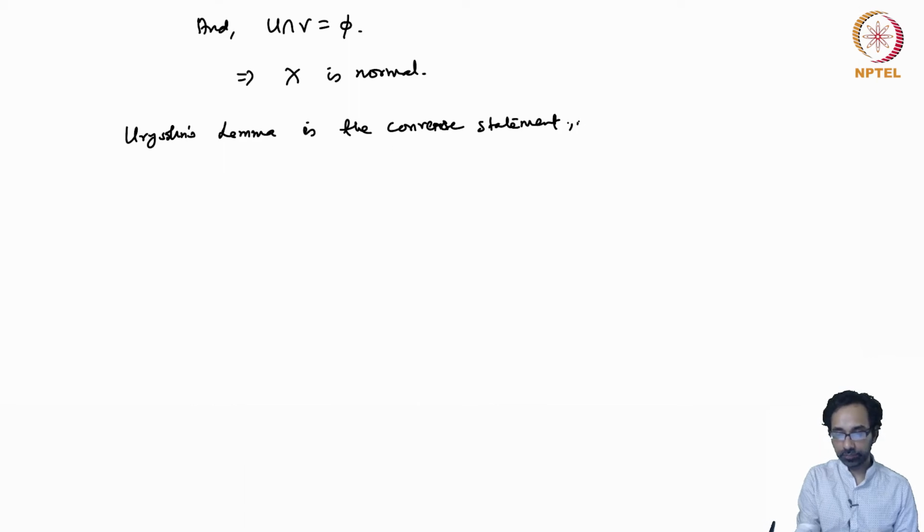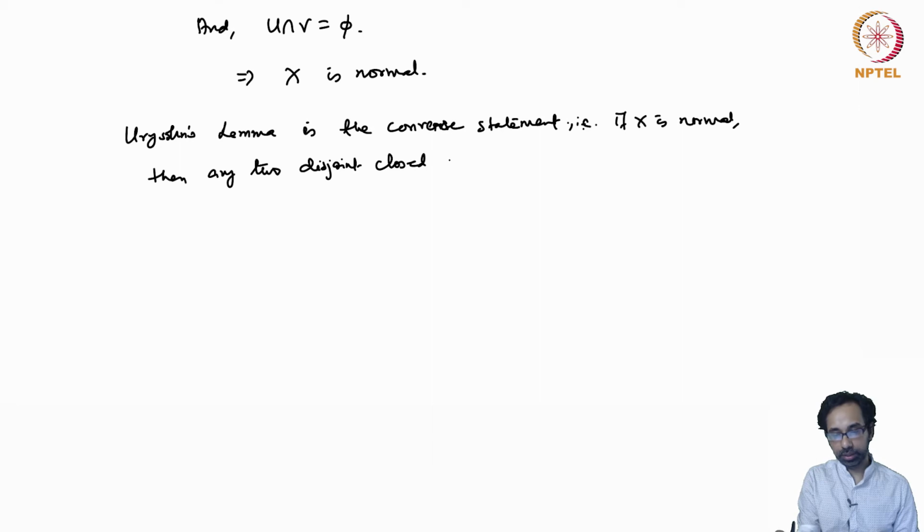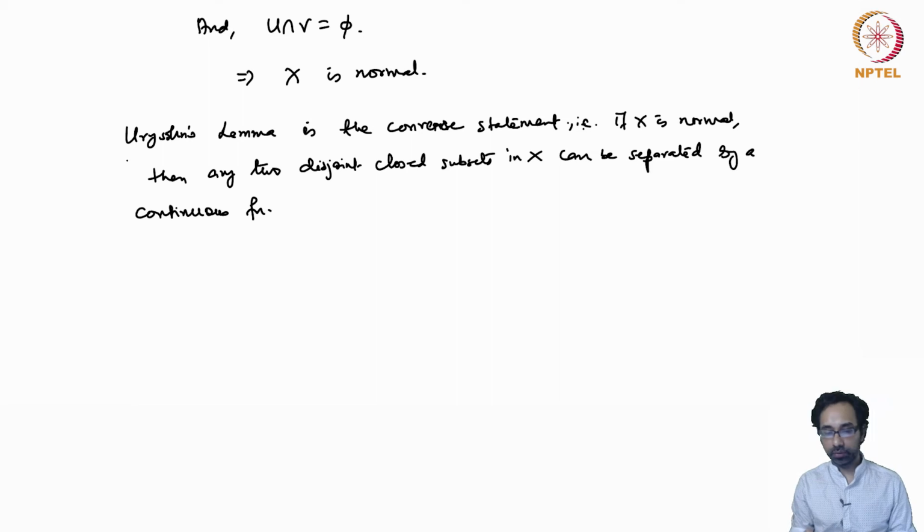So this is that if X is normal, then any two disjoint closed subsets in X can be separated by a continuous function. So this is the statement of Urysohn's lemma.